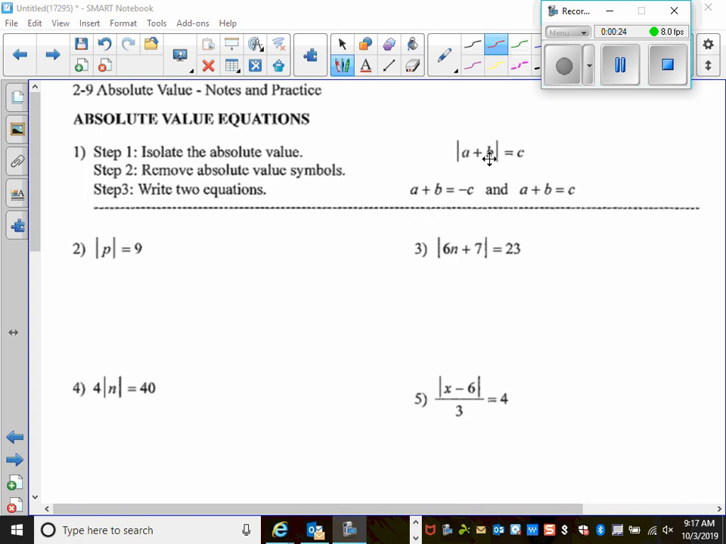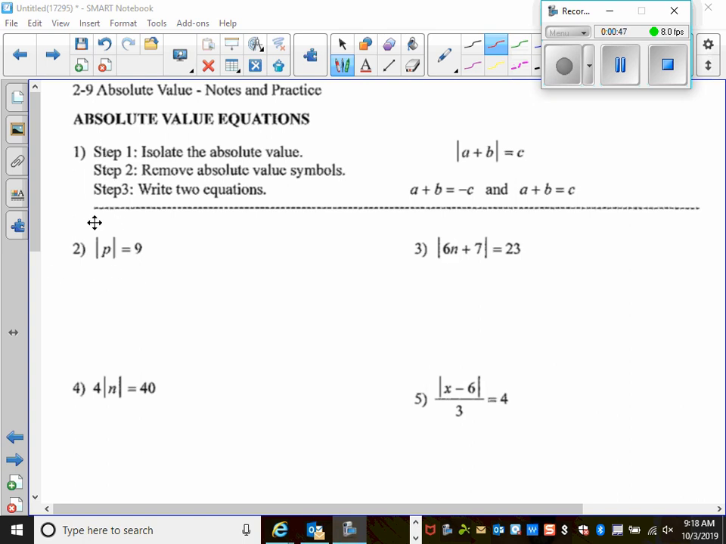Once these bars are isolated, that means you don't have any other numbers over here with it. Then you'll separate them. You'll drop the bars and you'll separate it into 2 equations. And I'll show you how to do that. Now you might ask, well, why do we separate it into 2 parts? Okay, let's take a look at this question number 2.